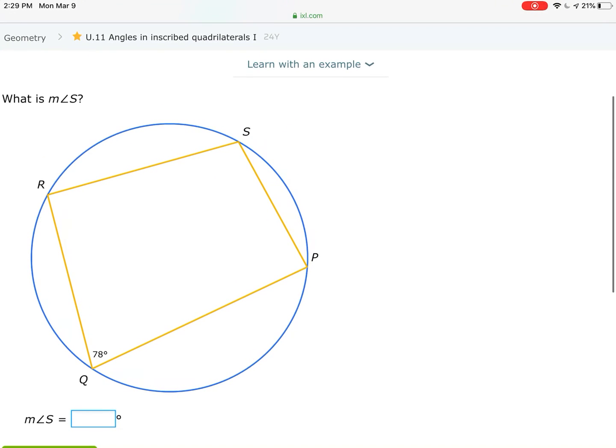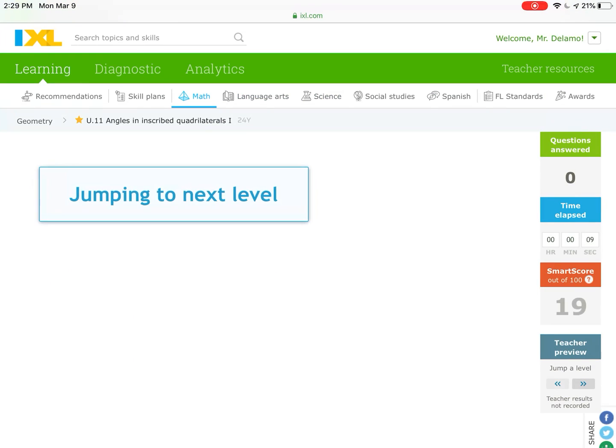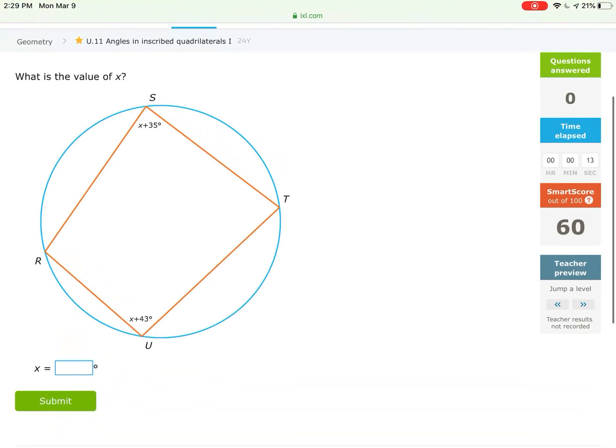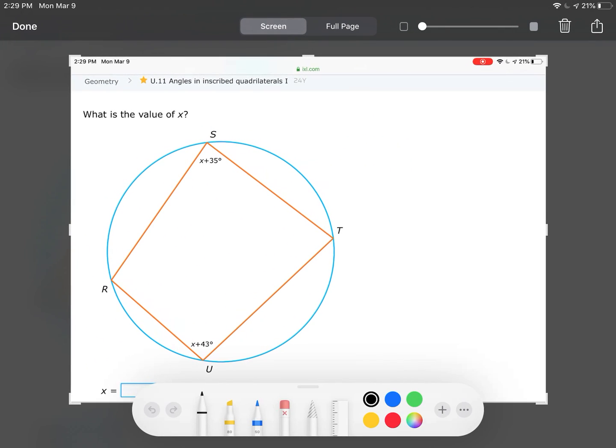Okay, in this section we learned that opposite angles of a quadrilateral that are inscribed in the circle add up to 180. So let's go to one of the tougher ones. This is a good one. The two angles that are opposite each other have to add up to 180. So we're going to go ahead and write out that relationship as an equation.